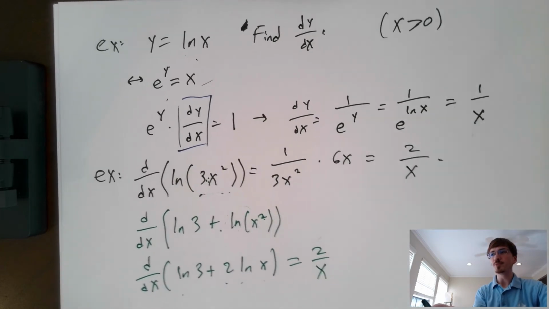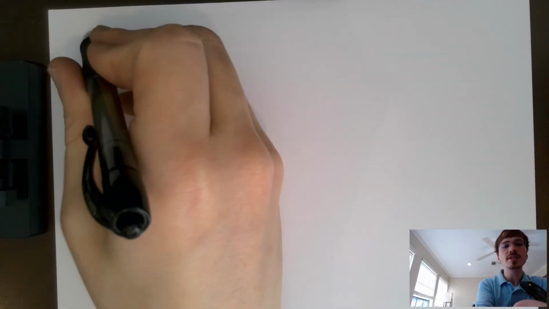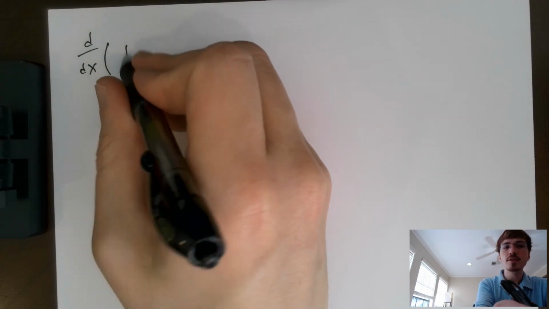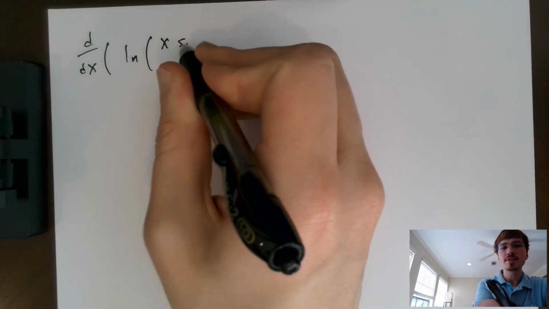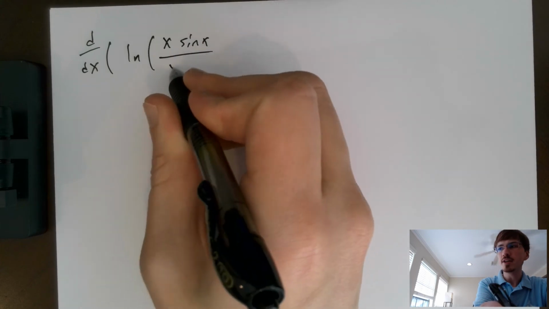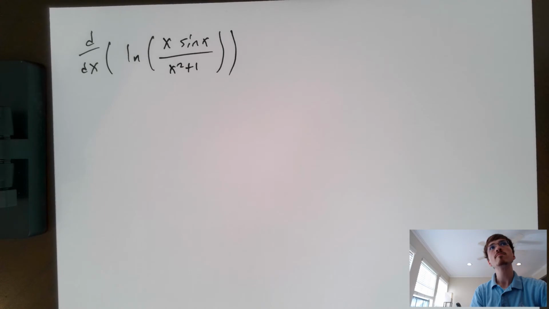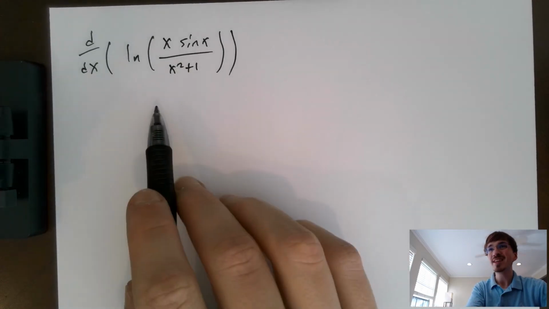Let's do another example that's similar to that. Let's take the derivative with respect to x of the function natural log of x times the sine of x divided by x squared plus 1. Yeah? Before you jump in, just stare at it for a few seconds.